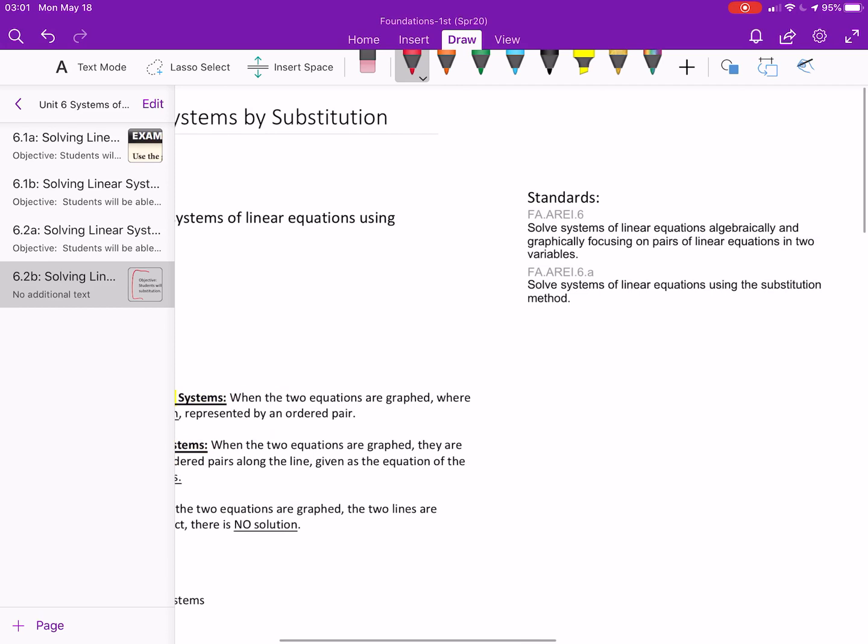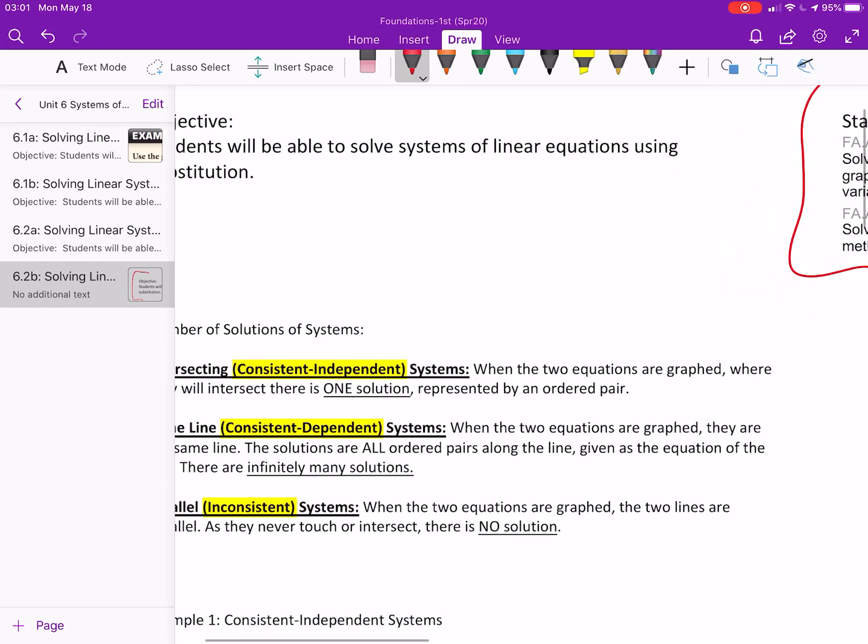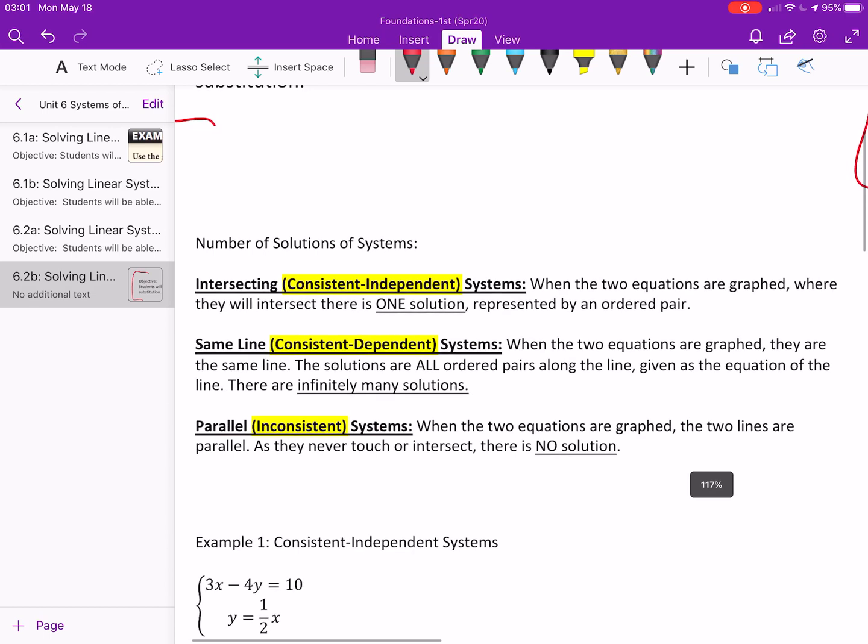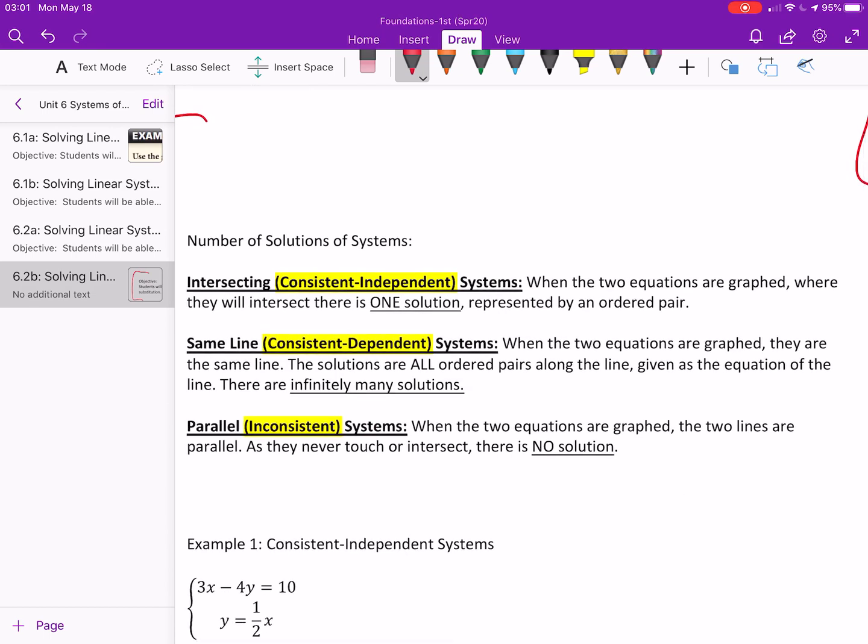And then this falls under our two standards on systems, AREI 6 and 6A. And so a couple of definitions we need to know before we jump into the bulk of today's lesson. You'll see these terms highlighted in yellow, and these are terms that you need to have in the back of your head. Now, it's not the most important thing to know today, but it is important to know that these terms are out there and what they mean.